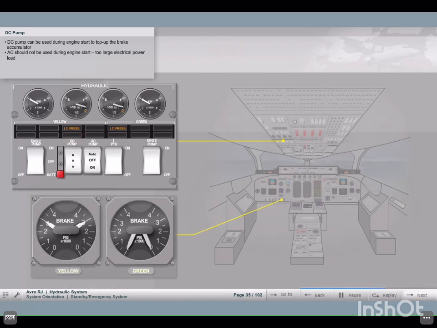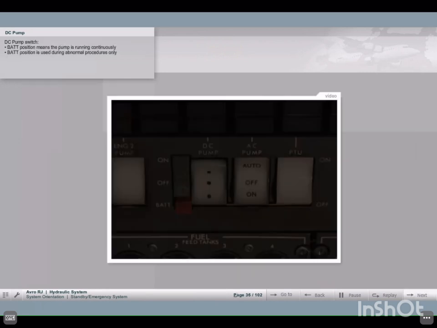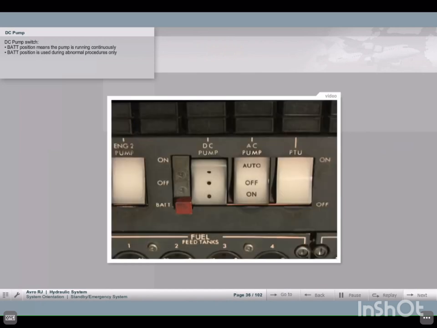The AC pump should not be used during engine start because it would take too large of a load from the electrical power source. Look again at the DC pump switch. Moving the bulb enables the switch to be latched in the battery position. This would mean the pump is running continuously. The battery position is used during abnormal procedures only.